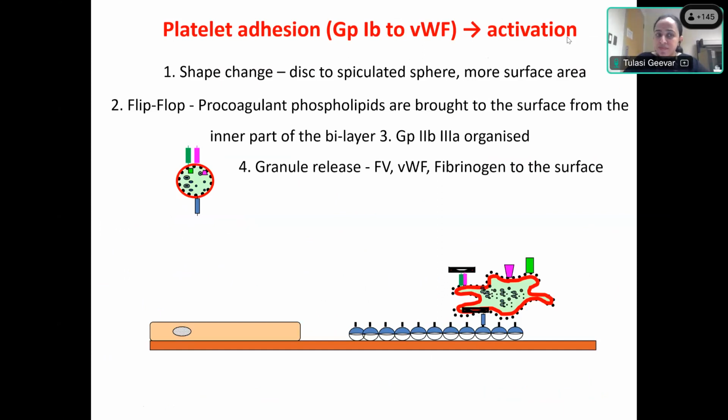So the second is a flip-flop mechanism where the anionic or the most procoagulant phospholipids, which are normally seen on the inner surface and not exposed, are now brought to the outer surface of the platelet. That is the flip-flop mechanism. The third important step is activation of the 2B3A receptor, which is important for platelet aggregation. So once a platelet gets activated, it releases alpha and delta granules and also some coagulation factors like factor V, von Willebrand factor, fibrinogen. These are all exposed, thereby aiding in more platelet aggregation and activation.